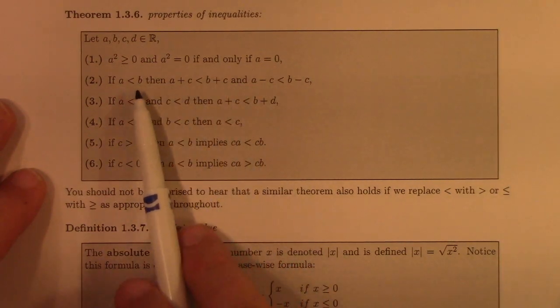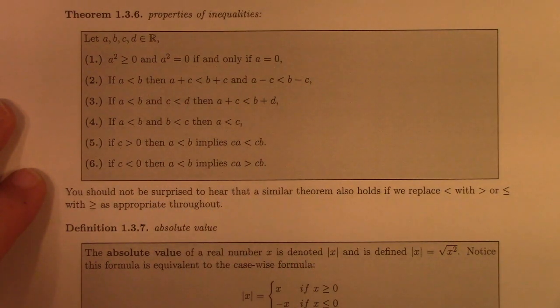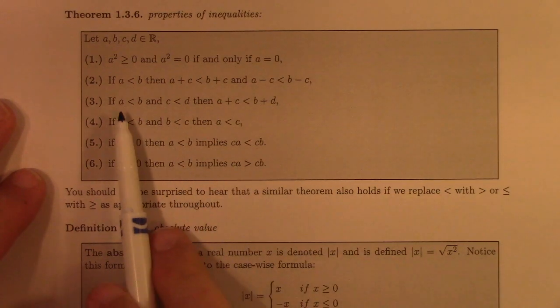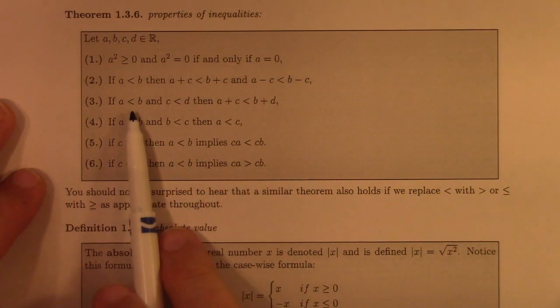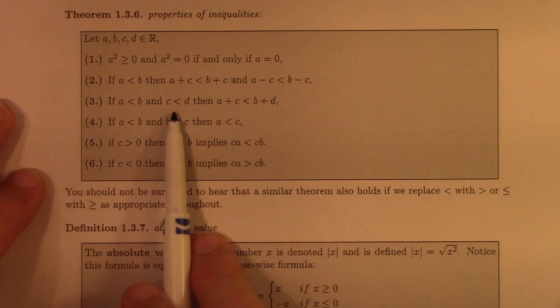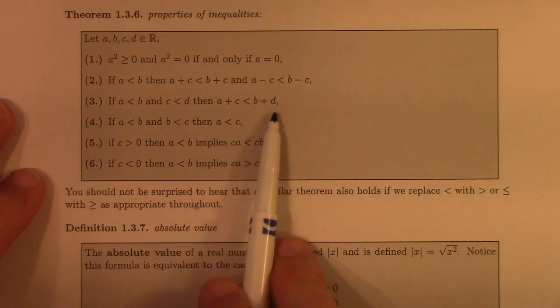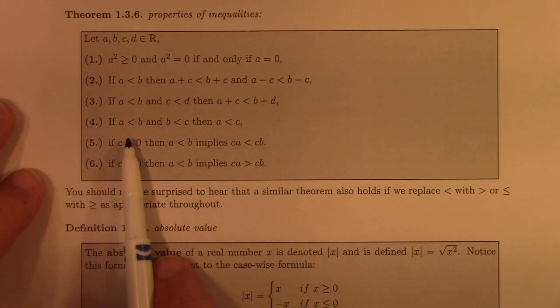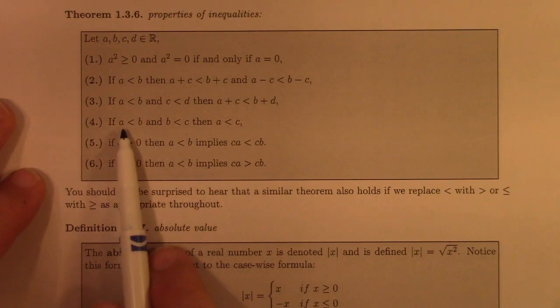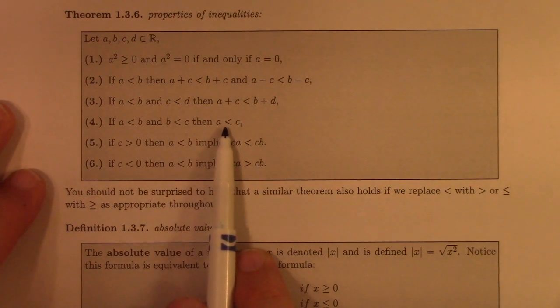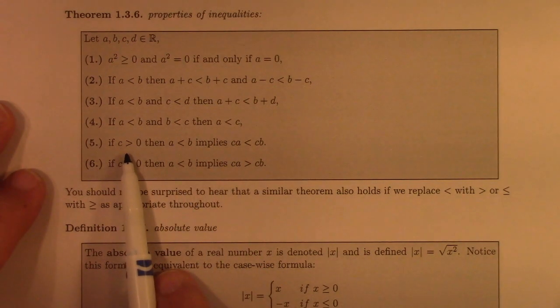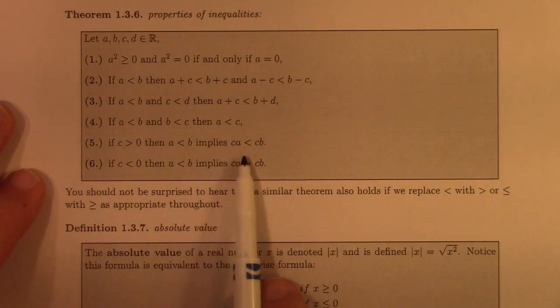We can add a constant across an inequality or subtract one. We can combine them. If A is less than B and C is less than D, then A plus C is less than B plus D. This is the transitive property for inequality, for less than. And the 5, you don't usually get into trouble with 5.